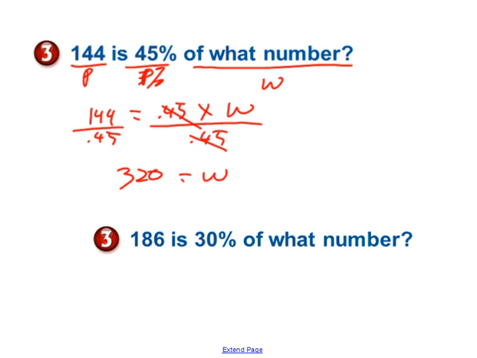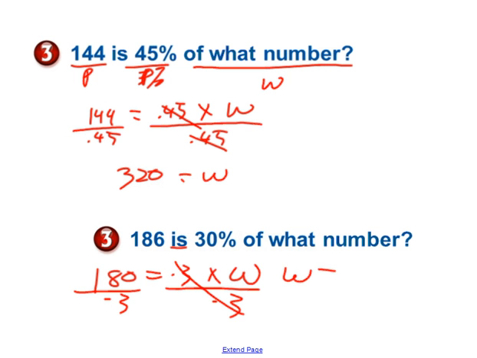The bottom one here, 186 is 30% of what number? So 186 is my part. That's equal to 0.3 times what whole number? I'm going to divide both sides by 0.3. Right, these cancel out, just leaving W. And 180 divided by 0.3 is equal to 600.